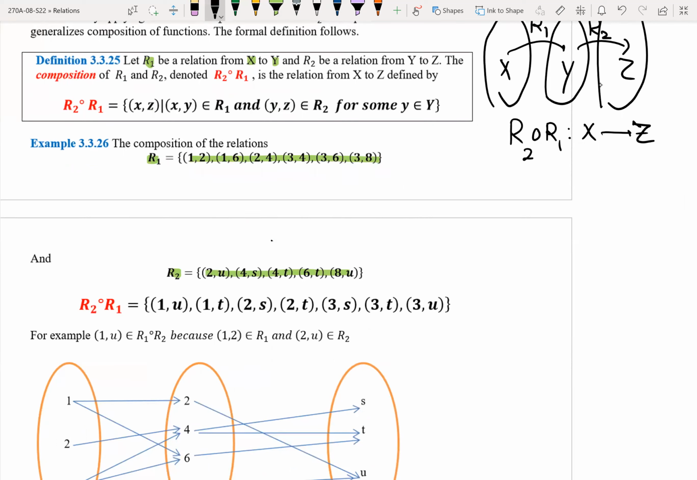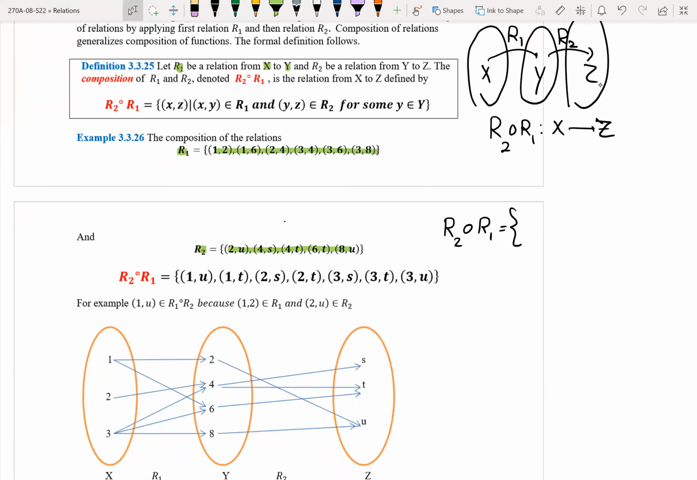So if you want to define R2 compose with the R1, okay? So your inputs for R1 for this example is, clean it up. Your inputs here for this example is 1, is 2, is 3, and that's it. Your output is 2, 6, 4, and 8. So this is your set of inputs or your first component. This is the set of output for the second component, okay?